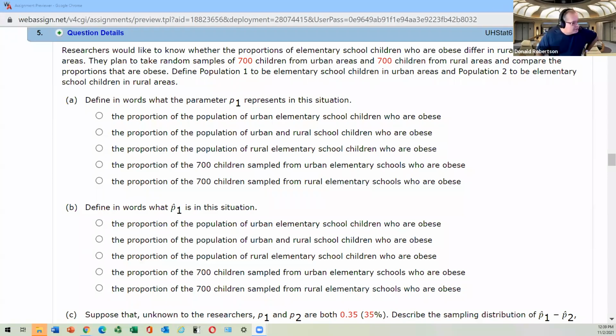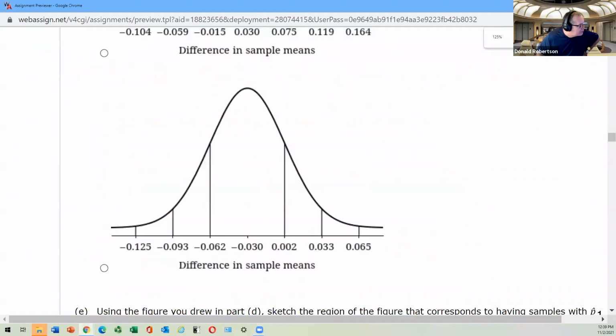But let's show you question 5 then, because it is very visual, and I think that might help. Can I make this any bigger? That might help.